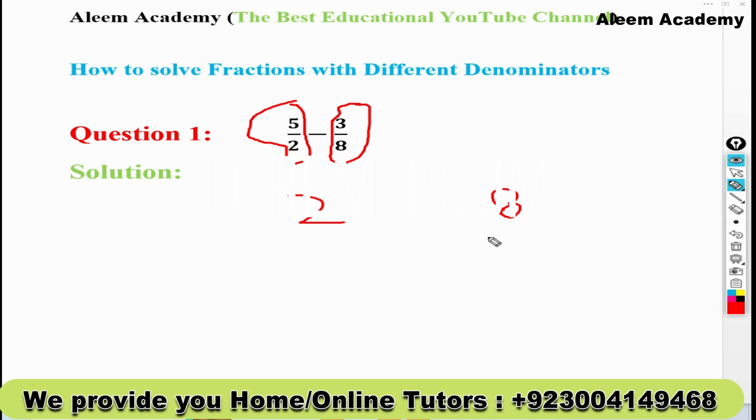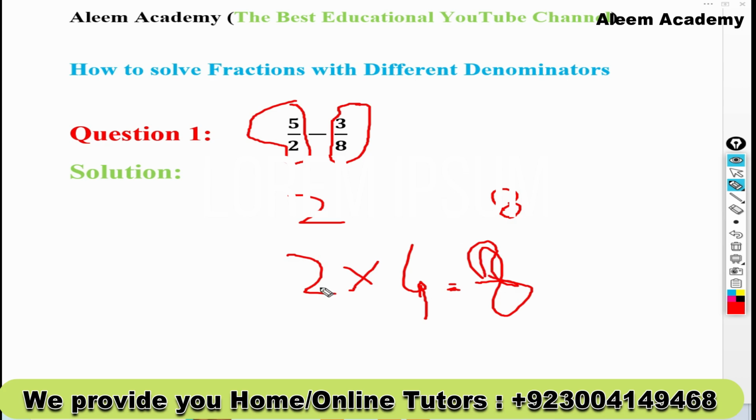a multiple of 2. Like 2 4 times is 8. Okay, 2 4 times is 8. So it means that 8 is a multiple of 2. So in this case, when one number is a multiple of the other number, always remember that you have to make the denominator that number which is the bigger one.